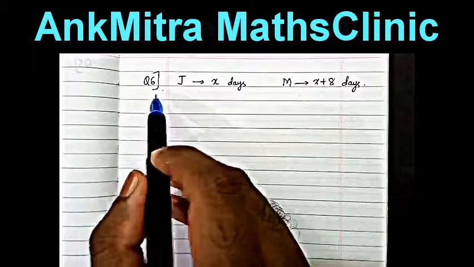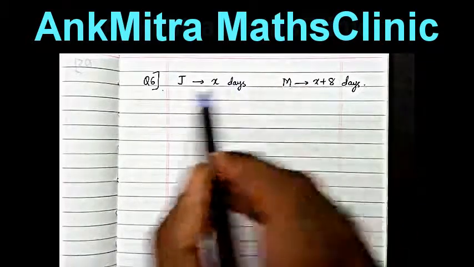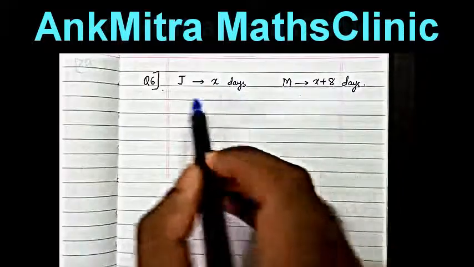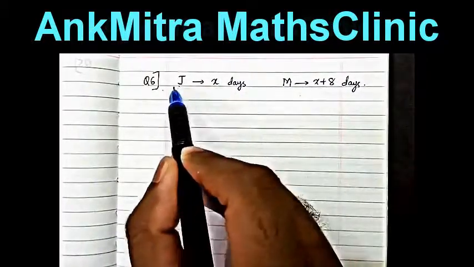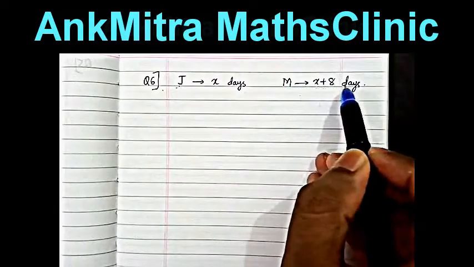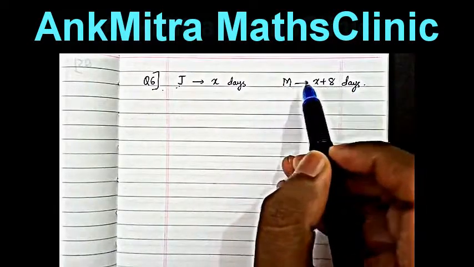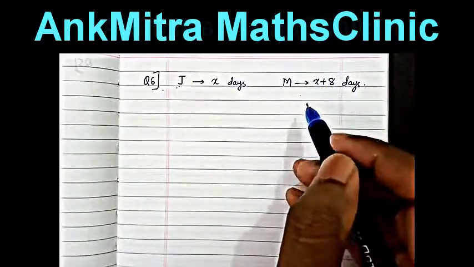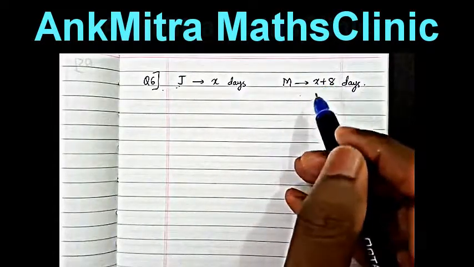In this question, they have given that Mohan takes 8 days more than John to finish a certain piece of work. So I have denoted x for John, so x number of days for John. Therefore x plus 8 will be the number of days that Mohan takes to finish the same piece of work. Now, while working together they finish the work in 7.5 days.